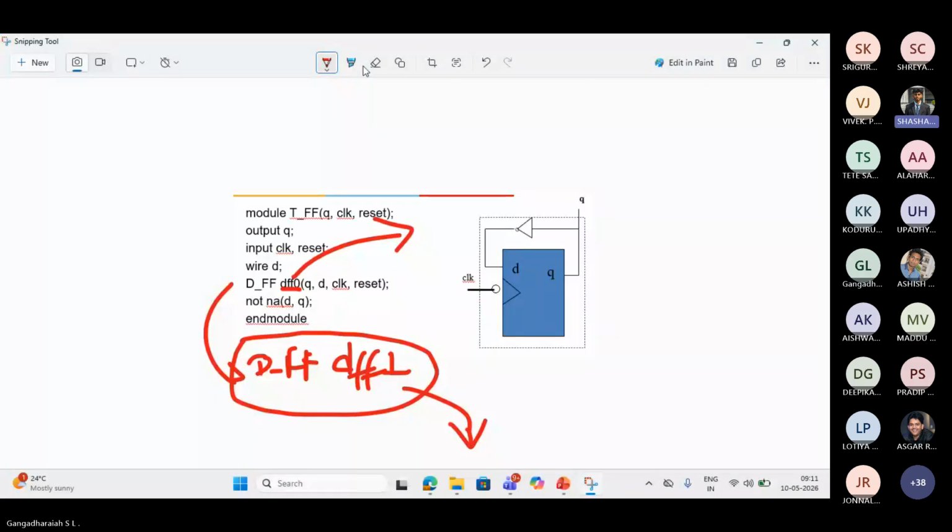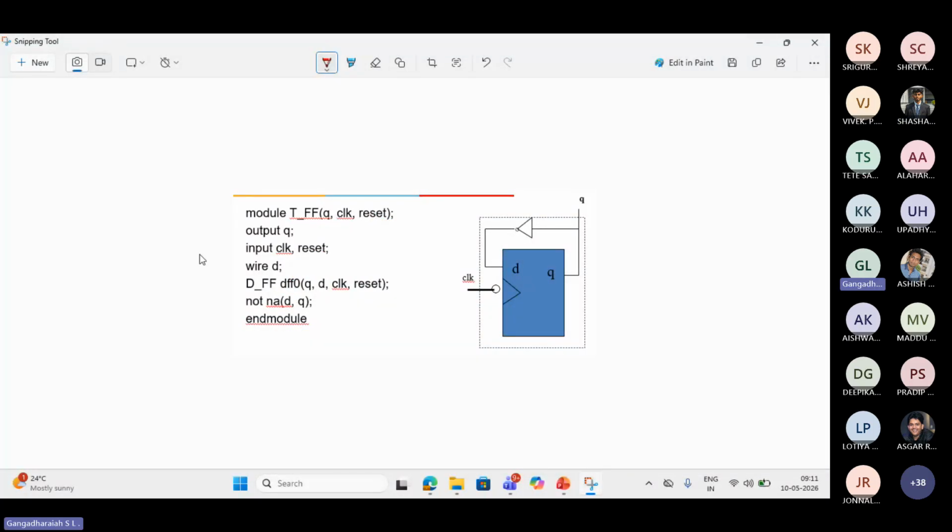Now, sir, why is Q not declared as wire here, since it is an input to the NOT gate? Fine, it's a valid question. The question is, am I updating Q here in this top level? Am I updating Q inside the always block? If I update this Q inside the always block, definitely it should be registered. Am I doing it here? Please think. I'm not updating it in this top level.